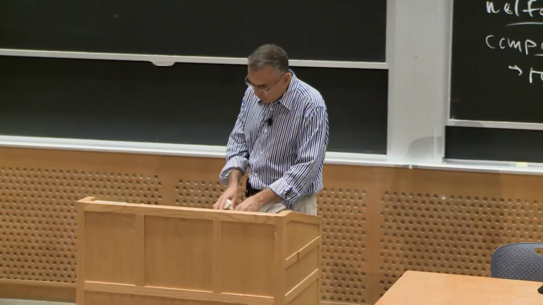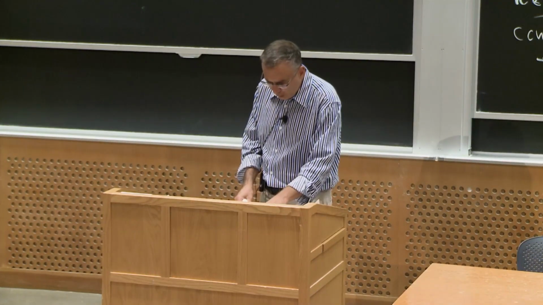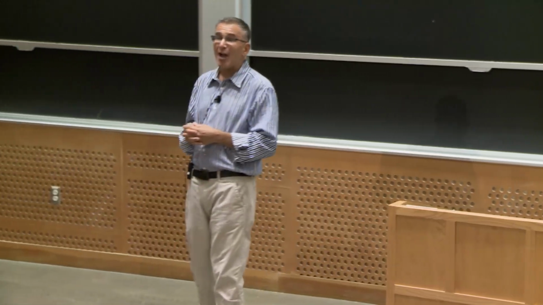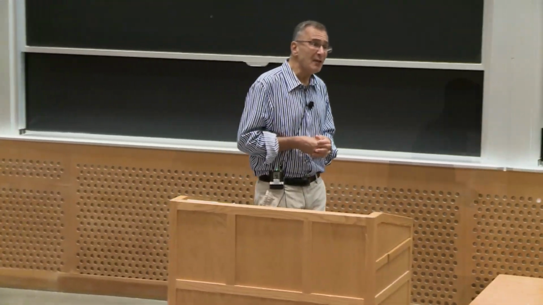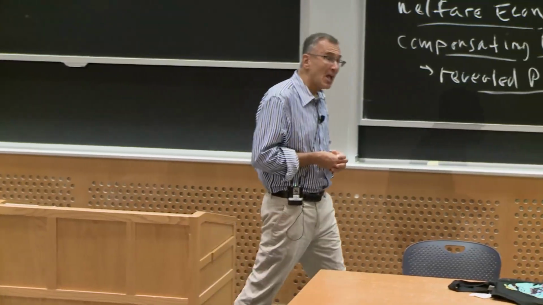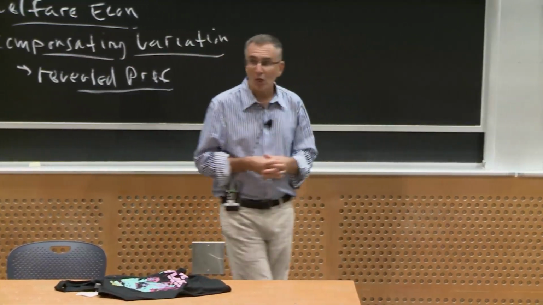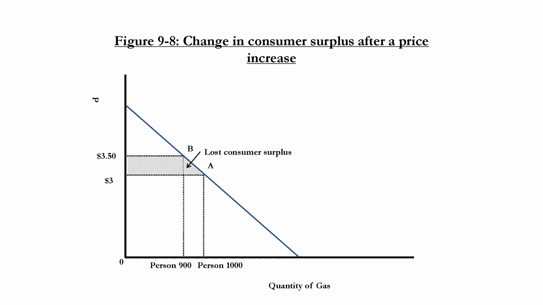So what has happened to consumer surplus? 2 things have happened. First of all, fewer people are getting the surplus. It used to be 1,000 people got surplus, now only 900 people do. Second of all, those 900 people are getting less surplus because the price has risen. So there's a loss in consumer surplus of the entire gray triangle, of the entire gray polygon.